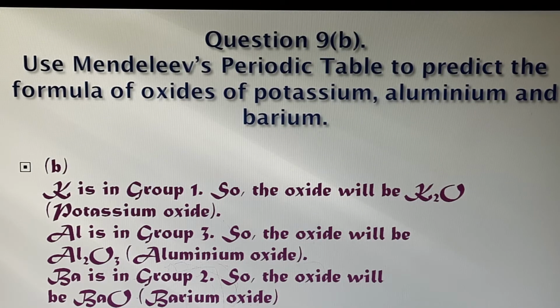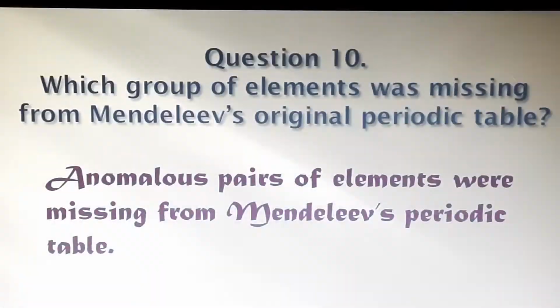Use Mendeleev's periodic table to predict the formula of oxides of potassium, aluminium and barium. For aluminium it is Al2O3, for barium it is in group 2, so it is BaO, and for potassium it is K2O.